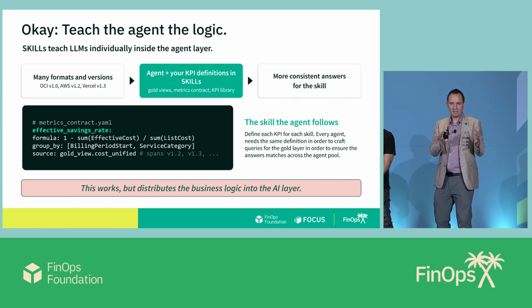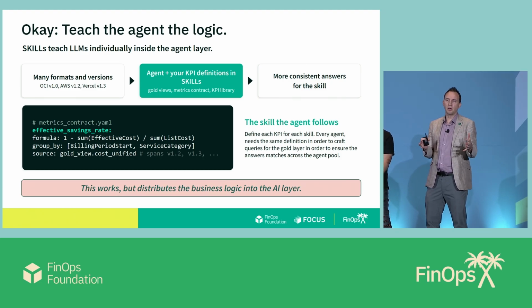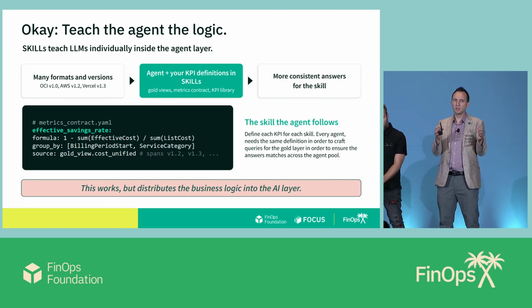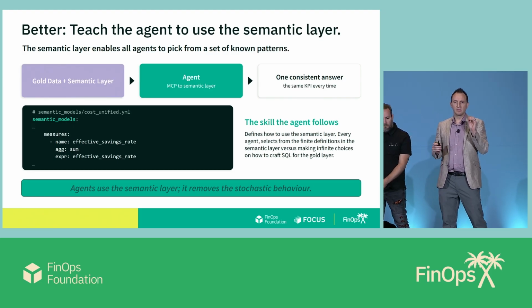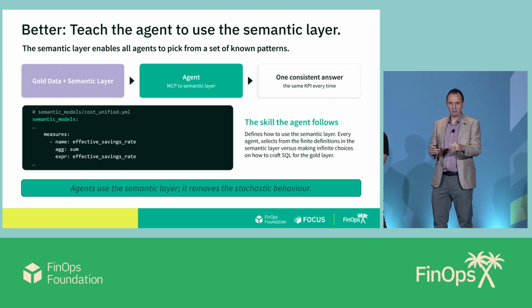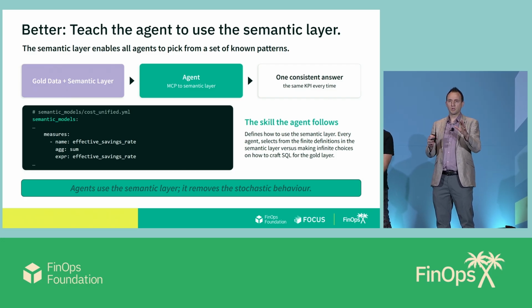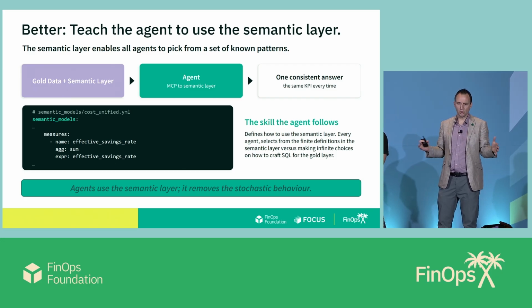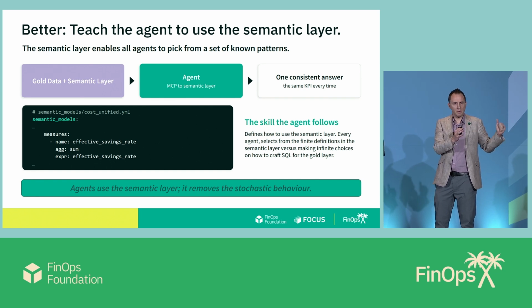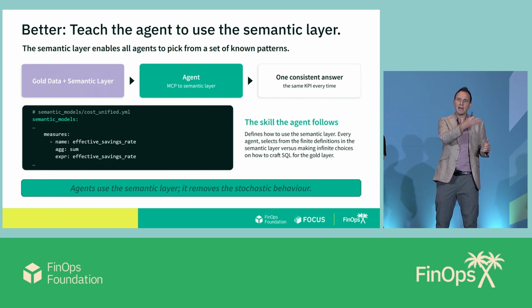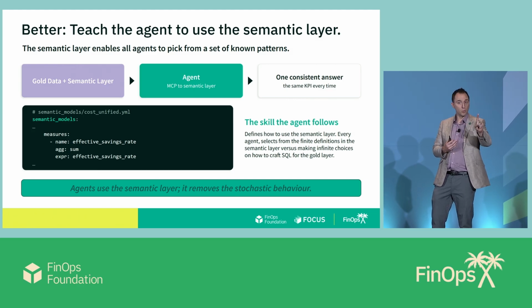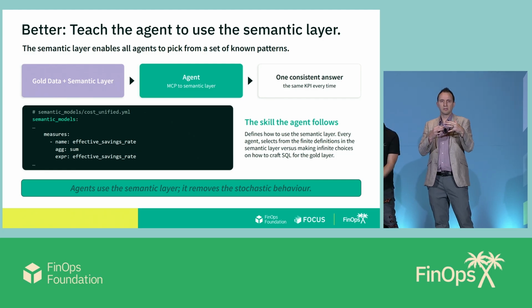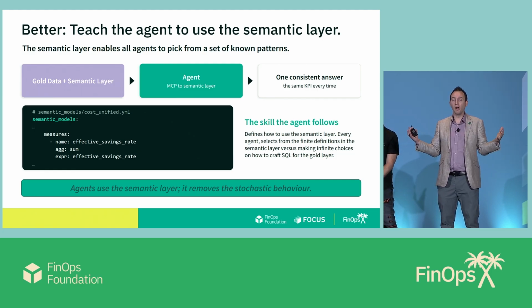So yes, it's okay. Can you get away with putting your business logic into a skill? Yes. Better pattern, teach the agent to use the semantic layer, and then your skills matter less. You're going to say, here's my gold data and my semantic layer. Your agent's going to be using that engine that uses the logic that you define, those KPIs that are important to you, that are defined in one place, and then it can query that data confidently.